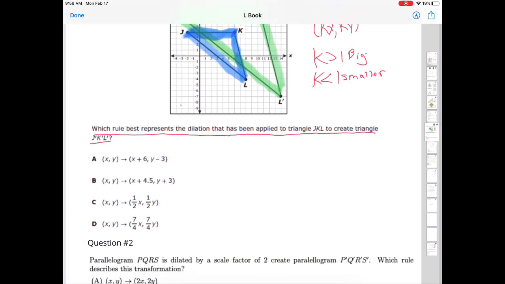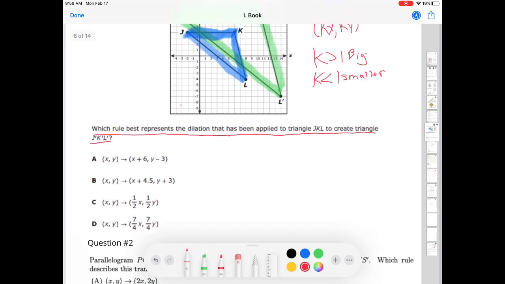The first answer choice says x plus 6, y plus 3. First thing we notice is it says plus and minus. This is a common misconception. People think that if it's a plus, the image gets larger, and if it's a minus, the image gets smaller. That is not the case. This is its own rule, which is translations. It moves the object, but it does not affect the size. So A is wrong. Same thing with B. Plus does not mean the image is getting larger. It just means it's moved to the right in x and moved up 3. So B is out because that is also a translation.